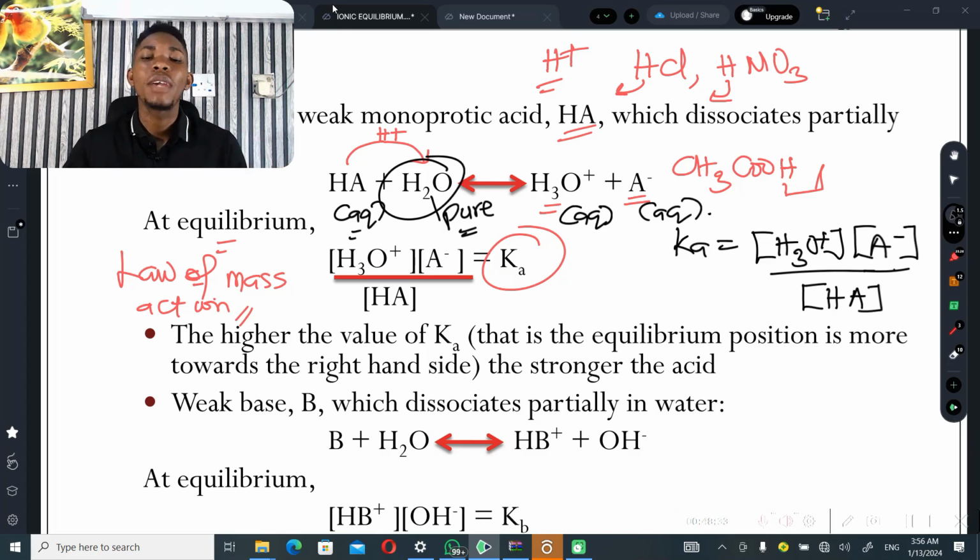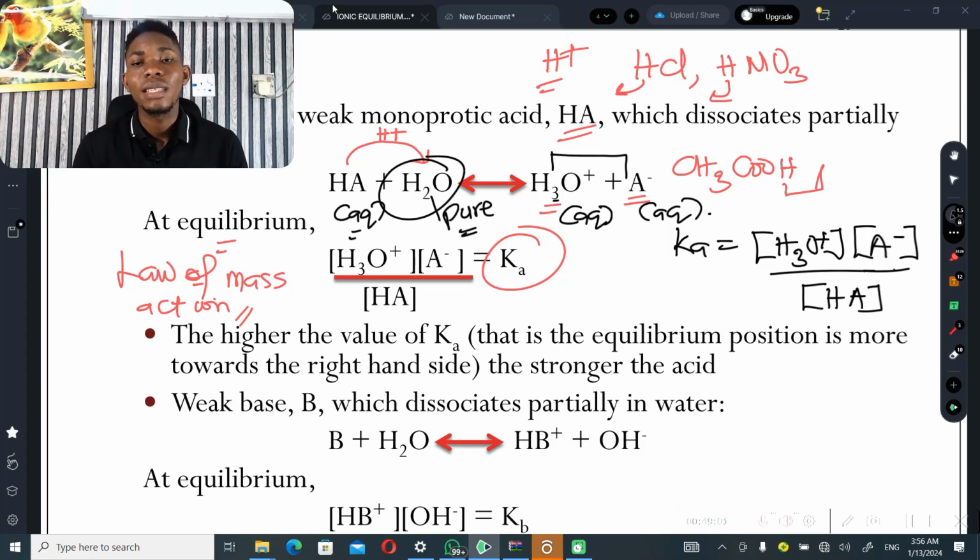Now how do we have a high value of Ka? It is when we have more of the product. True or false? Because it's when the upper side is higher, that's where we have a higher Ka. So the higher the value of Ka, that is the equilibrium position is more towards the right hand side, the stronger the what? The acid. So the more H3O+ that is formed, the stronger the acid. Are you getting it now?